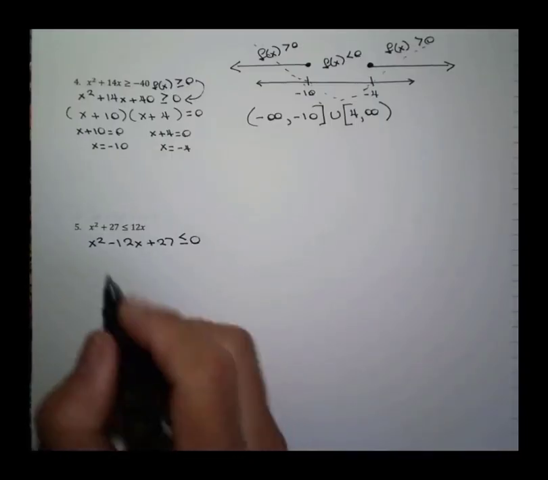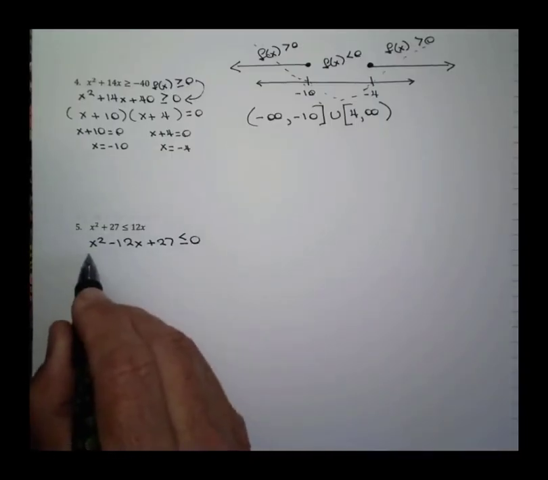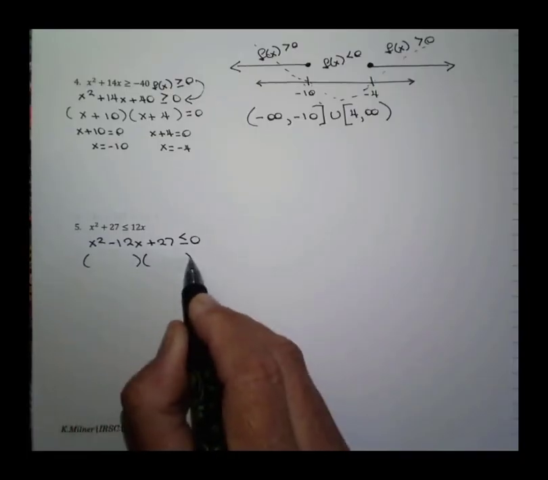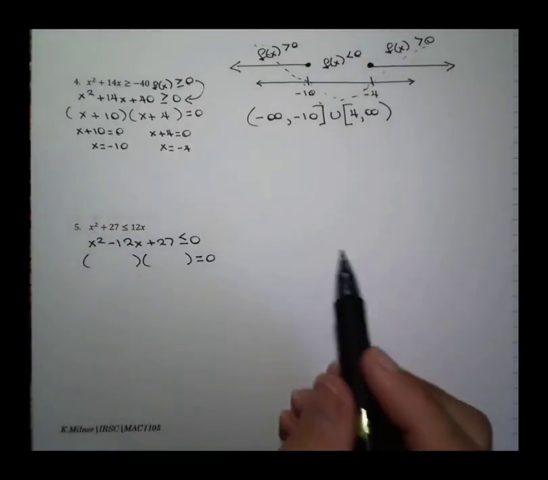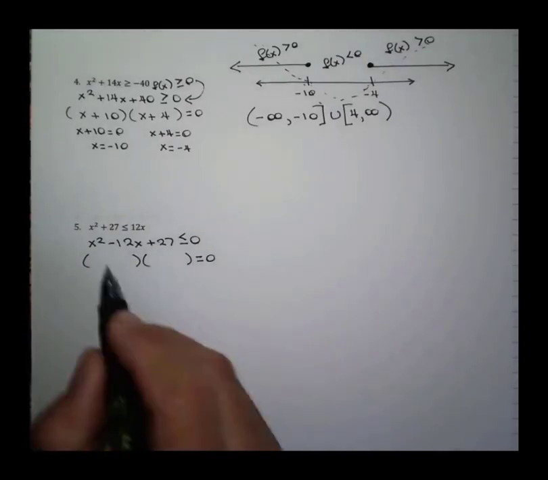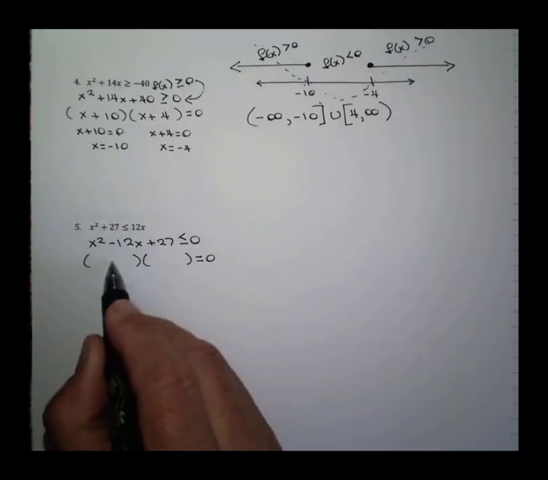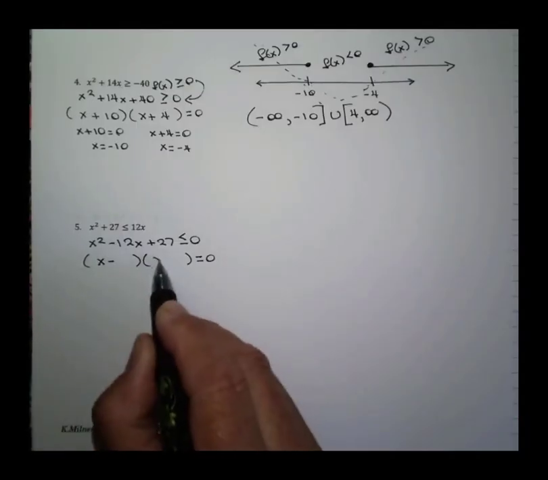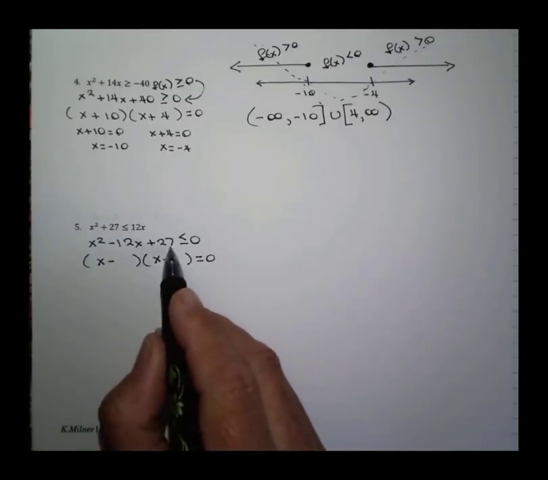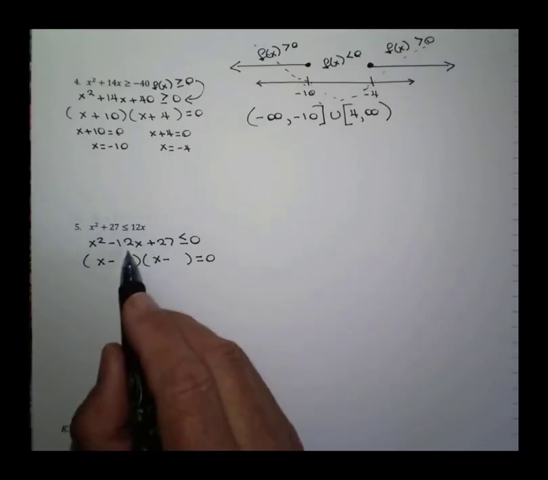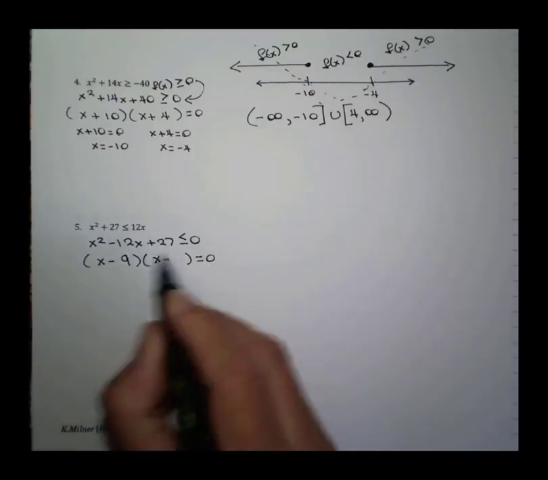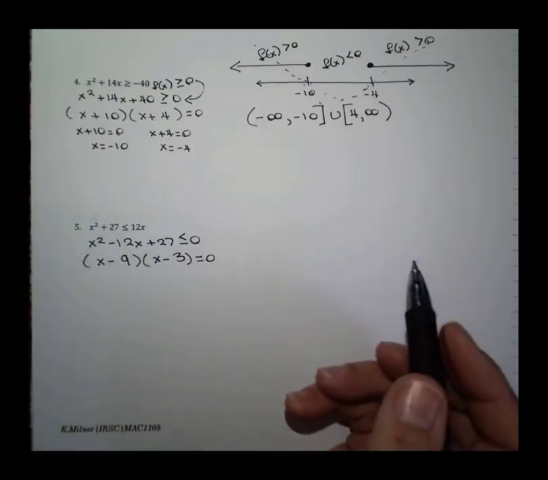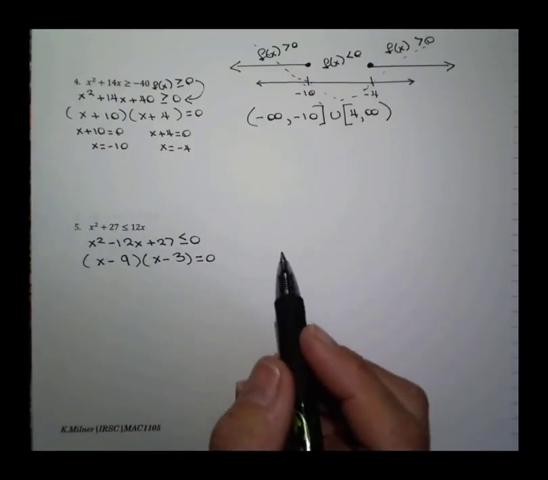So that's my inequality, and now I'm going to try to factor it. I'll set it equal to 0 because what I'm trying to do here is find the boundary points. This is plus, and it says use two negatives, so this is going to be x minus, x minus factors of 27 that add together to give negative 12, which would be 9 and 3. So I got negative 9, negative 3. I would check that real quick to see if it's right, and it is.